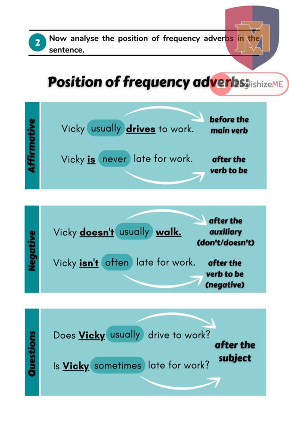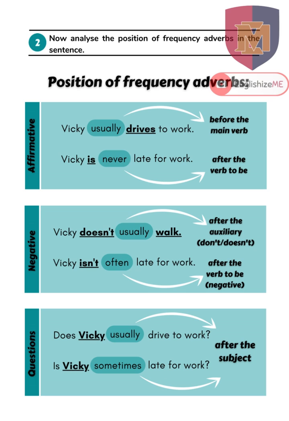Next, in this part we're going to analyze the position of frequency adverbs in the sentence. In this case, we have three parts. The first is affirmative. In this part, we use a frequency adverb like usually before the main verb. And what is the main verb? The main verb is drive, and this is the sentence.